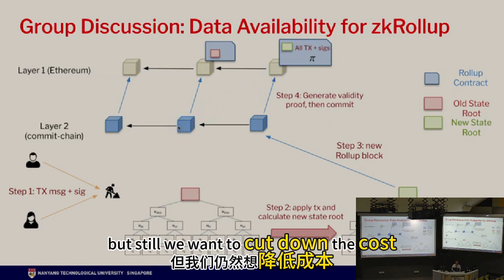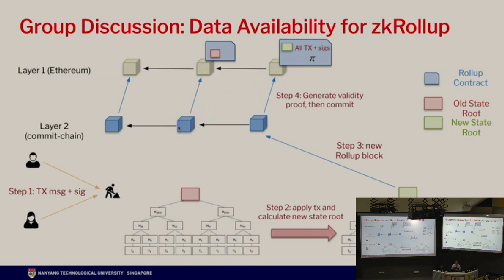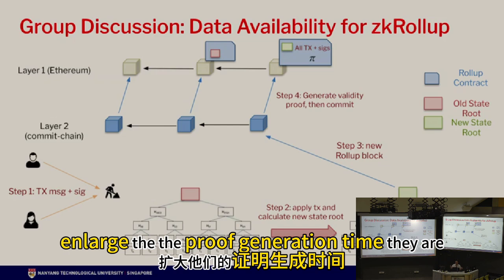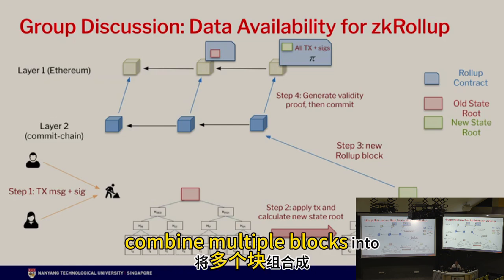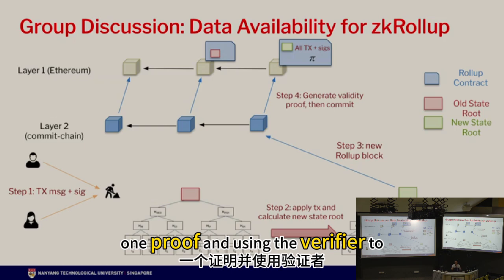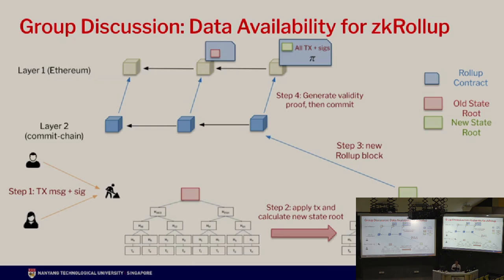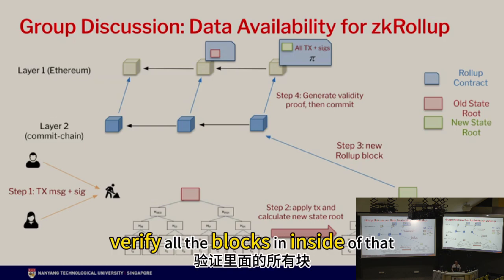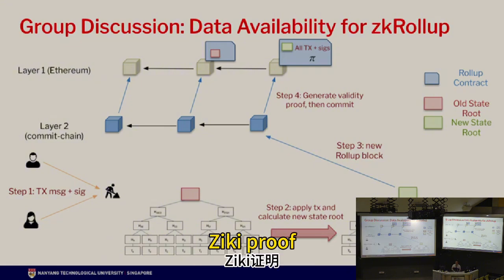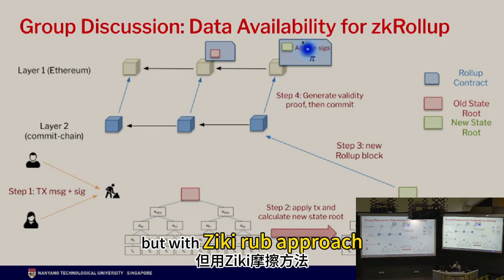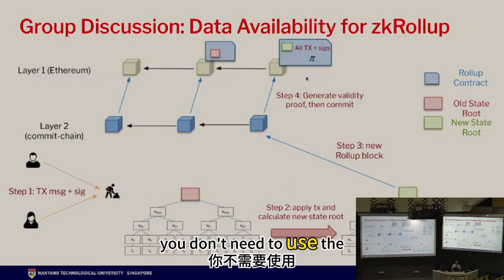But still, we want to cut down the cost. That's where they enlarge the proof generation time. They will combine multiple blocks into one proof, using the verifier to verify all the blocks inside of that ZK proof.